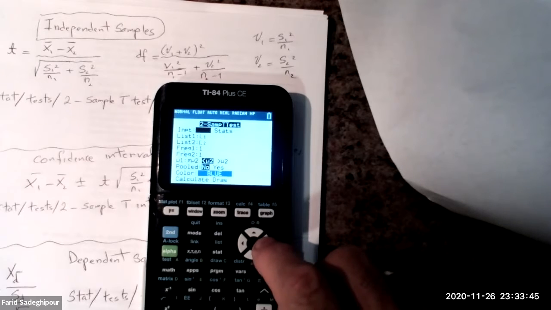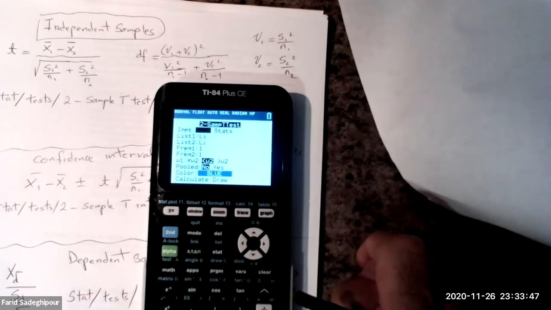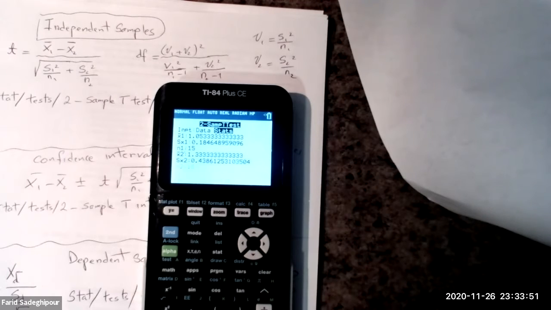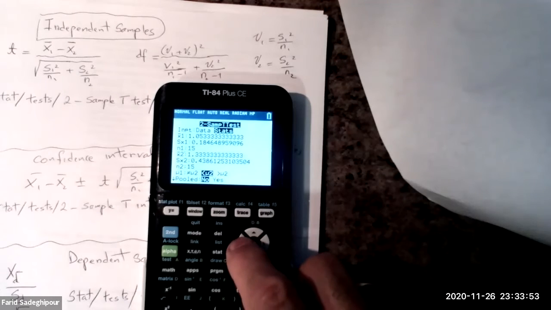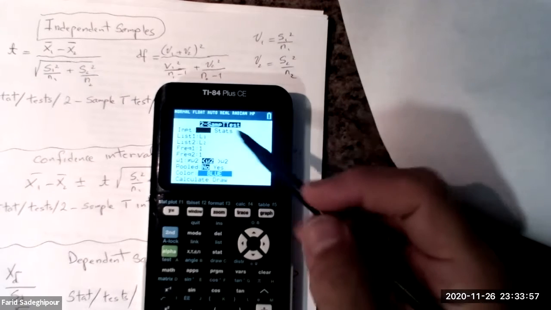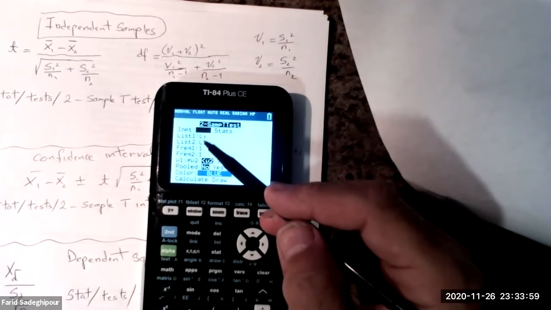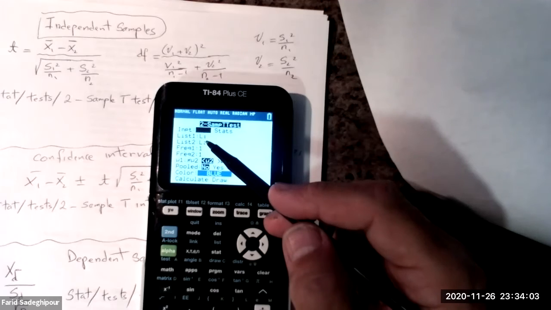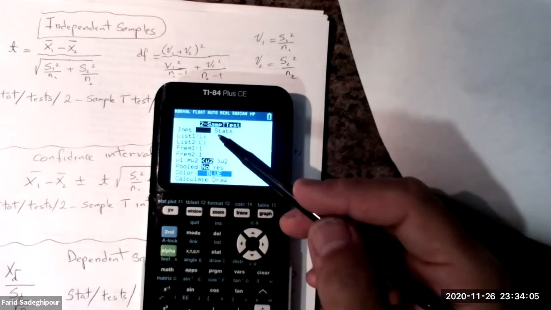And here, make sure you're in data, because if you put in stat, it will come up with a different number. So you put in data. When you put in data, it goes to L1 and L2, which means we ask the calculator to go and pull all the numbers from L1 and L2.